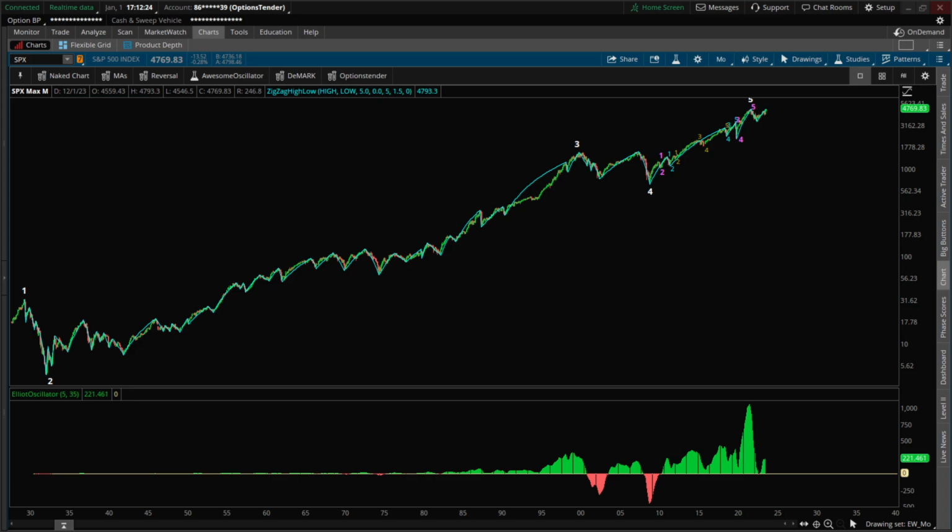All right, so the bad news is that I think the economy is going to start to fade, and I do think we're going to see some pullbacks, some deep pullbacks in the market. So let's go ahead and jump right into it with SPX on the monthly time frame.